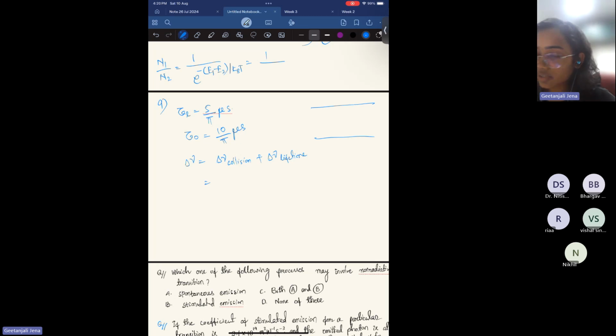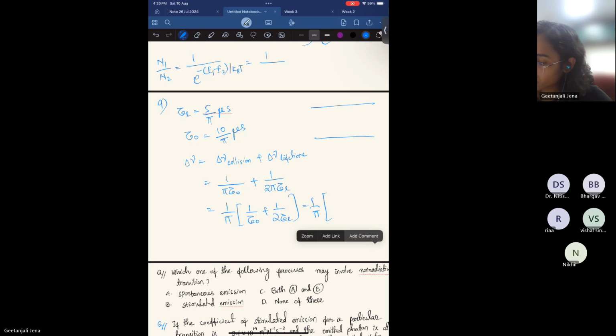For collision, you must have known delta nu is half of 1 by pi tau 0, and for lifetime it is 1 by 2 pi tau L. So just take pi out, then it is 1 by tau 0 plus 1 by 2 tau L. So 1 by pi, and 1 by tau 0 is how much?